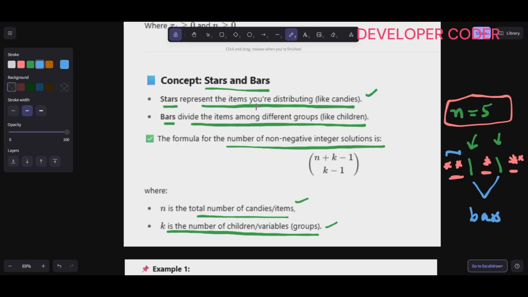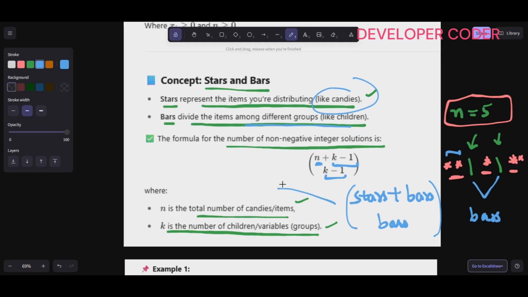Stars represent the items you are distributing, and bars divide the items among the different groups, the children. So for 3 children we are just using 2 bars. That is why we are using k minus 1 here. And n is nothing but the stars. You can also write it like this: stars plus bars, where k minus 1 is nothing but the bars only.